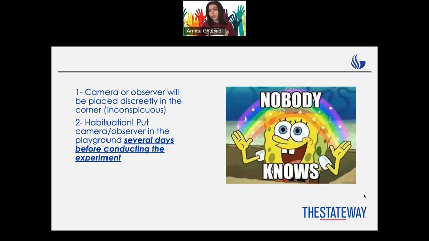Another way is going to be habituation. We already talked about habituation. I guess you remember that it was related to Pavlov's study, right? Whenever you expose children to a camera over and over, they're going to habituate to the situation, and they feel like having a camera in the playground is just part of a routine. So basically they don't care. So they would behave the way that they would behave, right? So you have to make sure that you put the camera in the playground, or wherever you want to conduct a study, beforehand, at least one week beforehand.